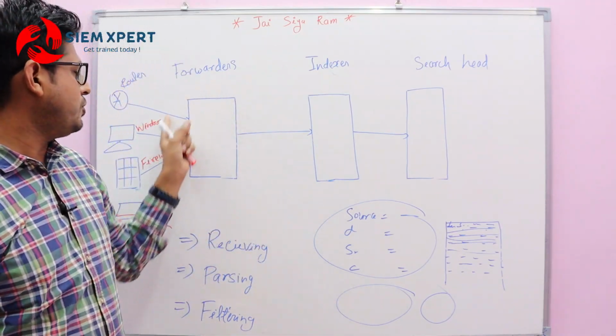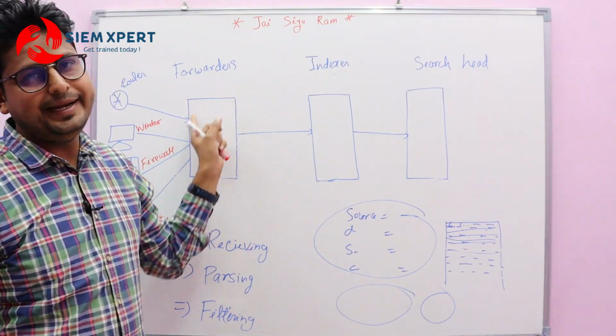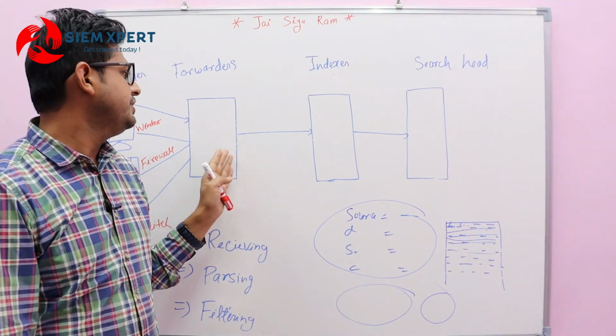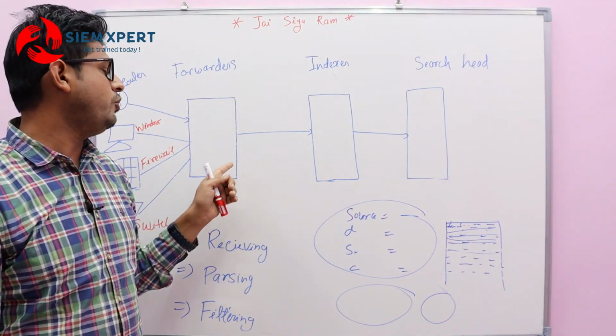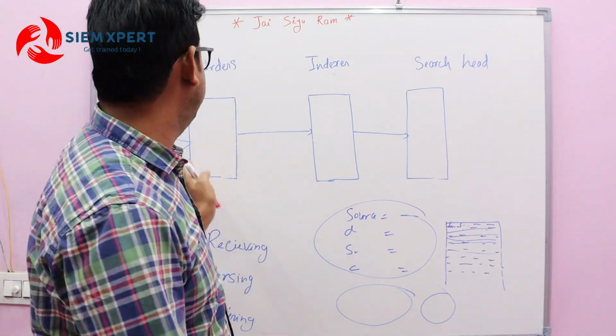However, if you are just using the forwarder to receive the logs and forward them to the indexer, you don't have to apply the indexer license. That means it's a free license. You don't have to pay for the Splunk Enterprise license if you are not keeping a local copy of the logs on the forwarder. Got the point? So that is the forwarder.